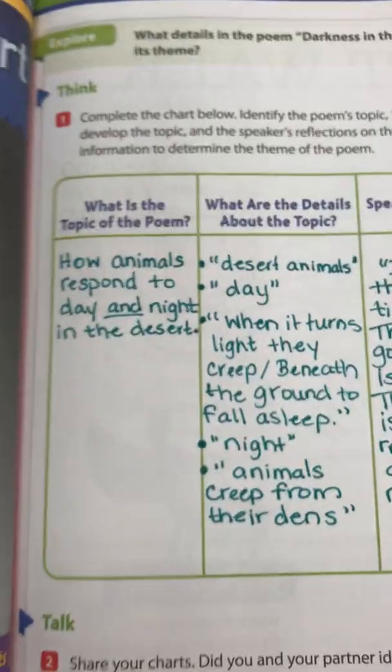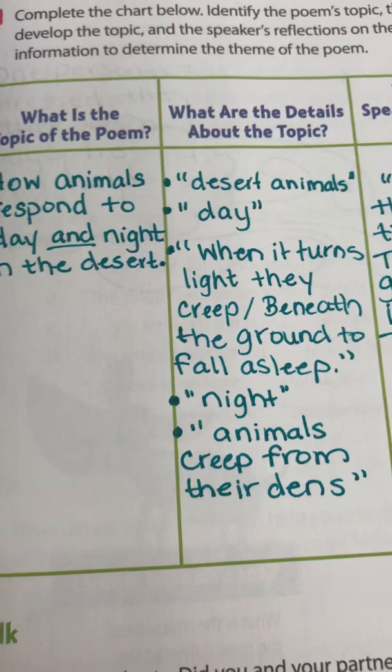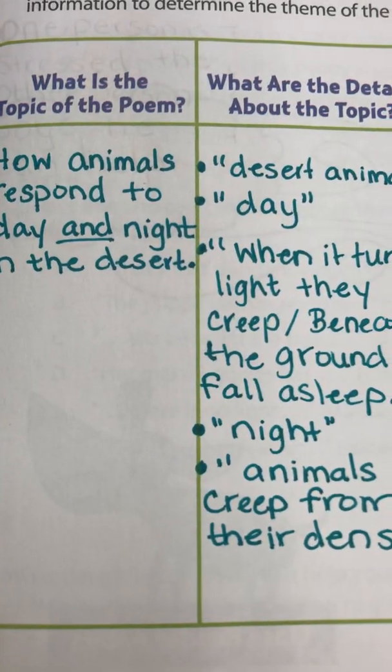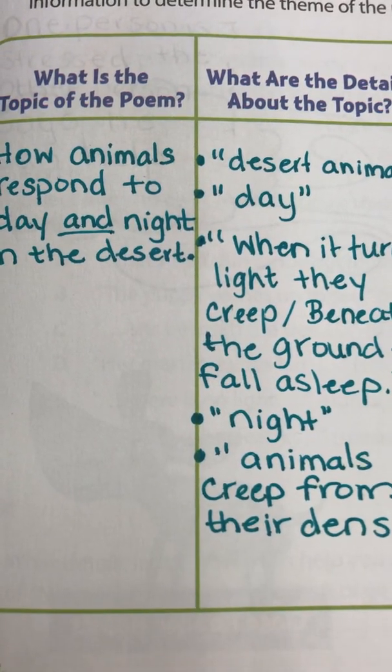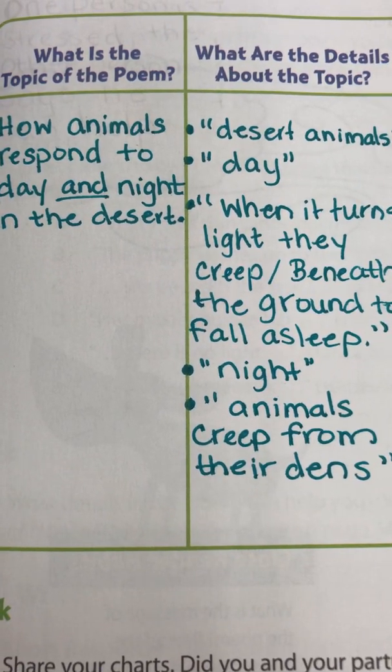So, I need to look carefully at the details in the poem to figure out its theme. The first column of the chart asks me to name the topic of the poem. I'm going to reread to figure out what the poem is about.